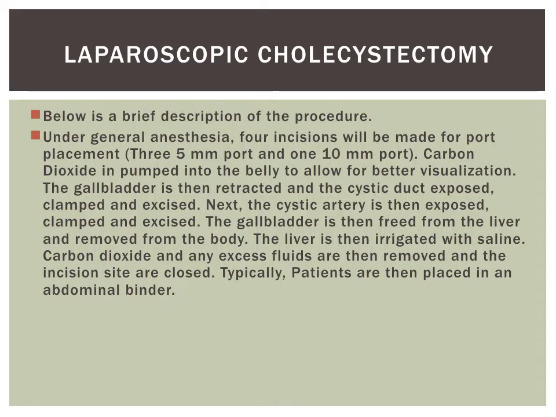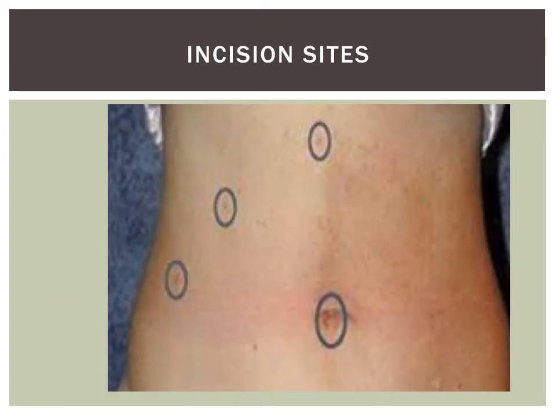The liver is then irrigated with saline, and the carbon dioxide and excess fluids are removed, and the incision site is closed. Typically, patients are then placed in an abdominal binder, and from there they go to PACU. These are the typical incision sites that are made for gallbladder surgery, granted that they can change depending on your anatomy, as well as if there are any other problems. And as mentioned previously, there could be a possibility that you could have an open cholecystectomy.